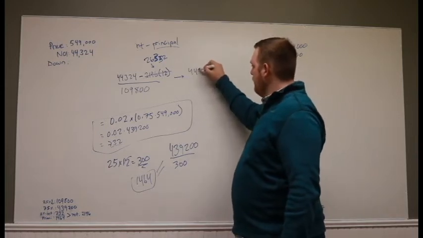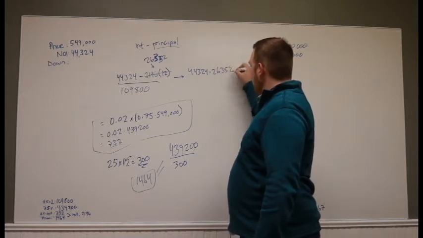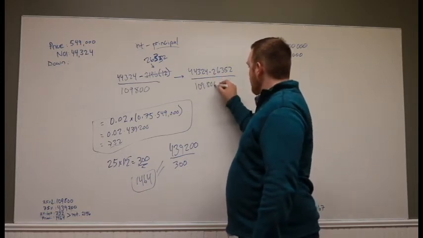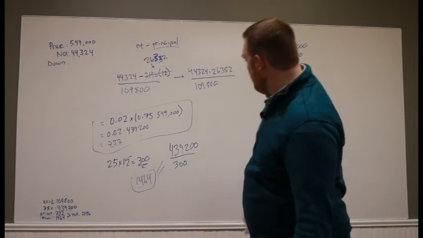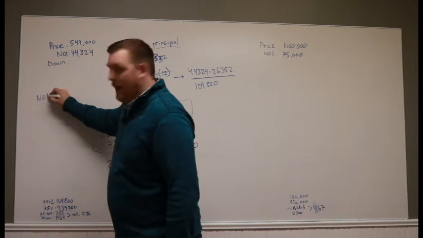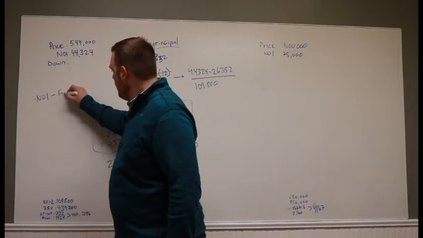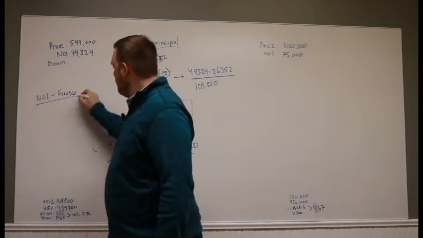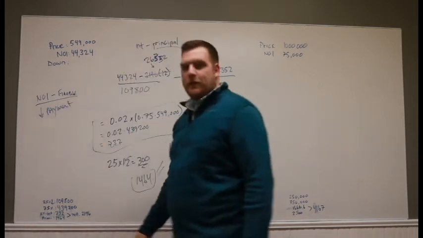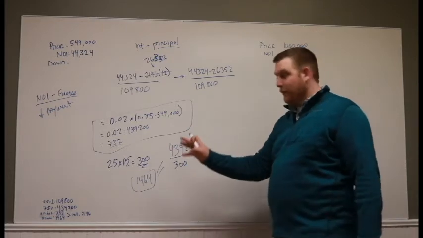So 44,324 minus 26,352. And that will all be over our down payment. So again, this formula, because it's kind of getting messed up, I'll write it over here. The formula is net operating income minus finance cost over down payment. And we're not accounting for closing fees and things like that in this. It's just a down payment we're using.